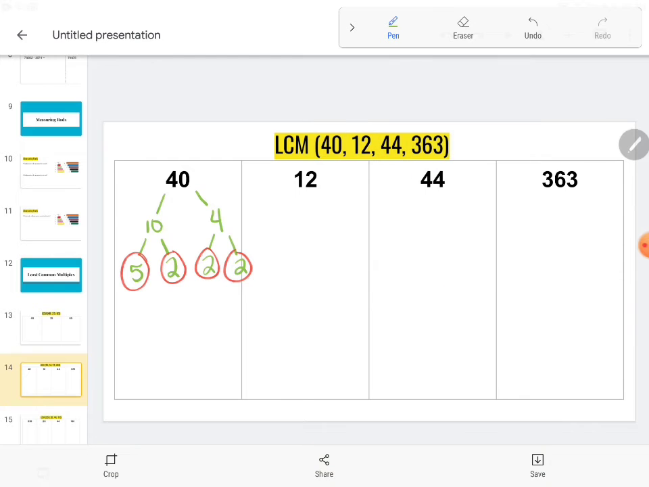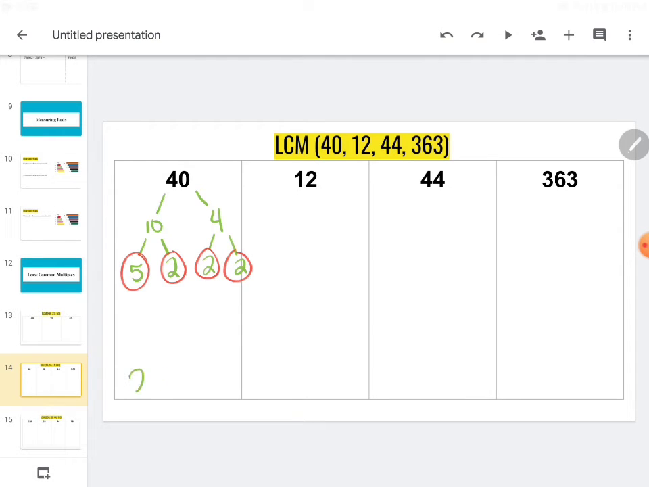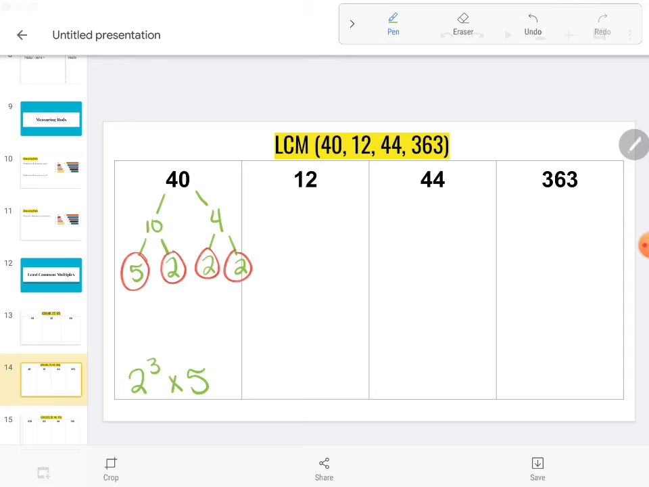And like I said before, nobody wants to write 2 times 2 times 2 times 5. So let's do this a simpler way. We know we have 3 2's. So all we really need to do is just put 2 to the 3rd power, since we have 3 of them, and we're going to multiply it by 5.